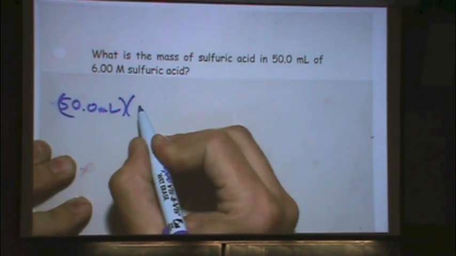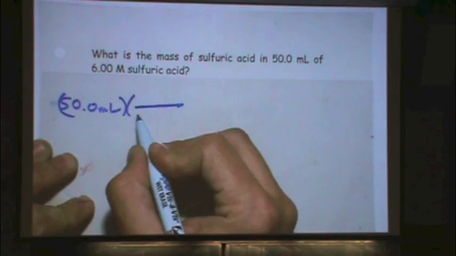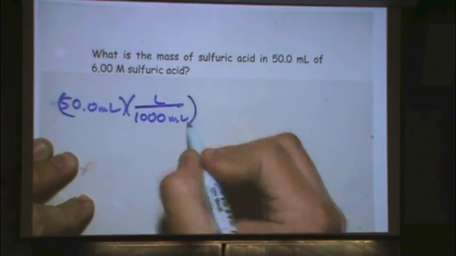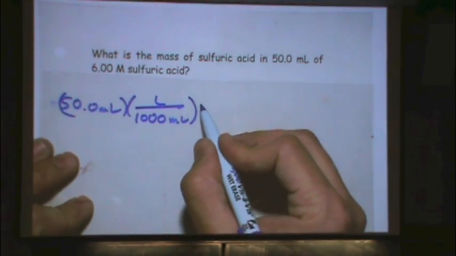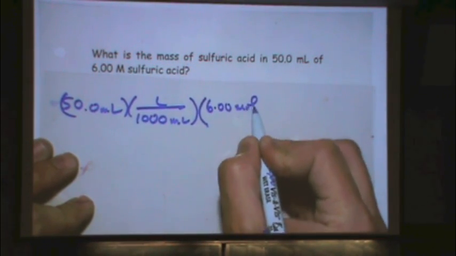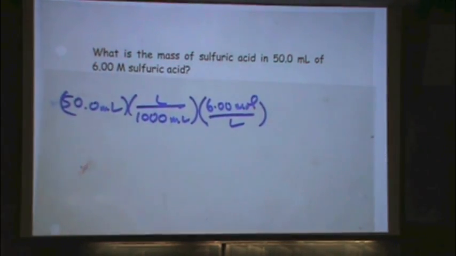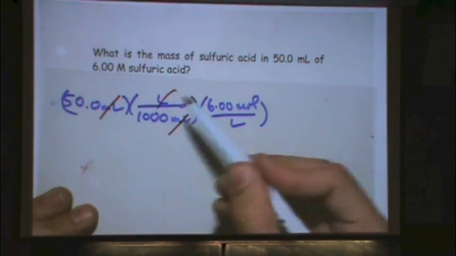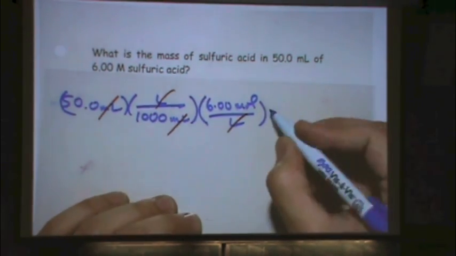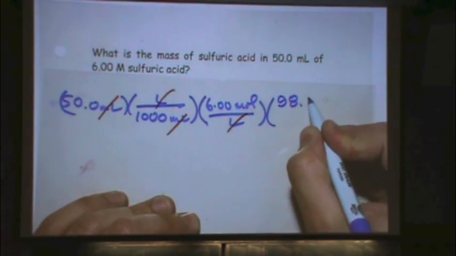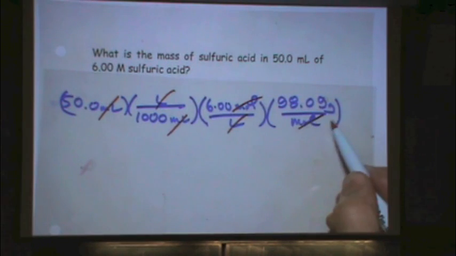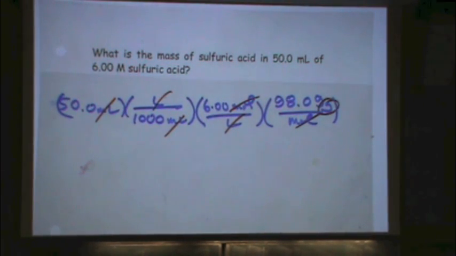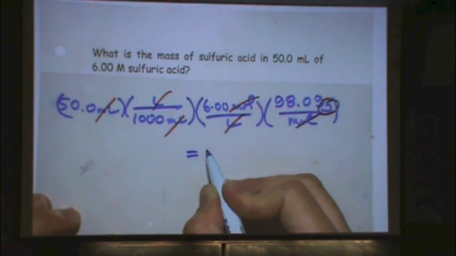There's volume. Let's change this to liters, because remember, molarity is in liters. So 1,000 milliliters per liter. So now it's in liters. Now I'm using my molar express to go to where I want. I'm trying to get to mass. I need to go to moles first. So I have 6.00 moles per liter, which is molarity. Notice that the milliliters are gone. The liters have canceled. I'm left with moles right now. I need to go to mass. So there's 1 more step. 98.09 grams per mole from the periodic table. This will cause the moles to drop out now, and I'm left with grams, which is what I was requested. This is merely a unit conversion problem. I just need to convert to the units they asked me for.